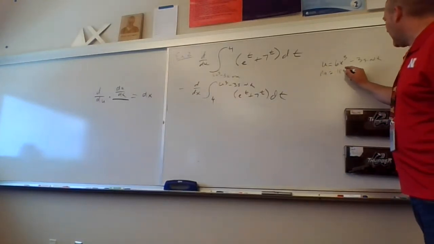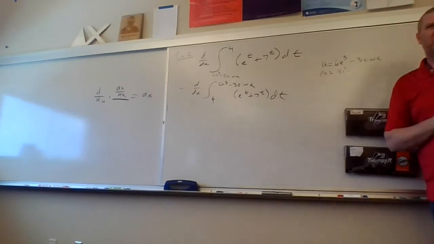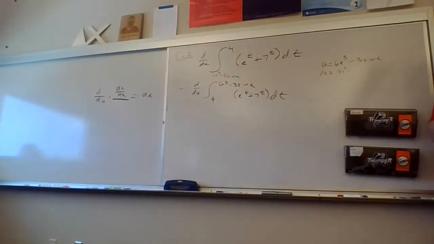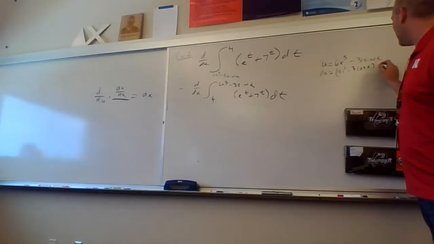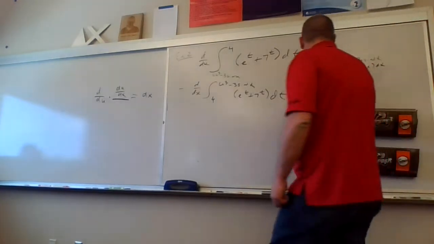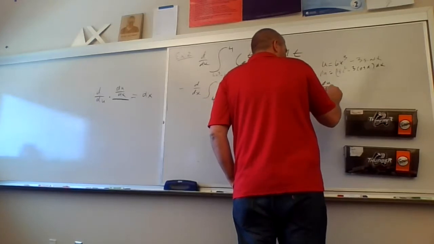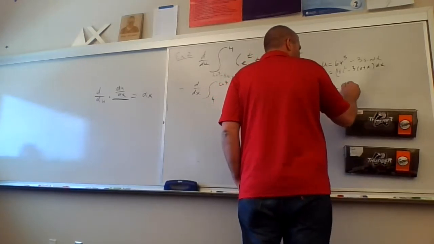18x squared, good. Minus, what's the derivative of 3 sine x? 3 cosine x, right. And then the whole thing is multiplied by what? dx, right, because then you just move it over here to get du dx, which is what we're going to have inside that integral.